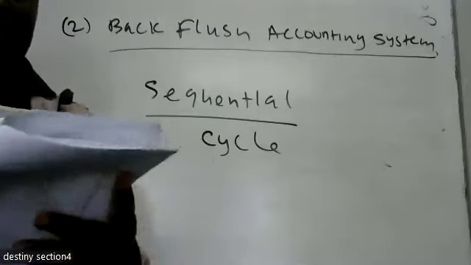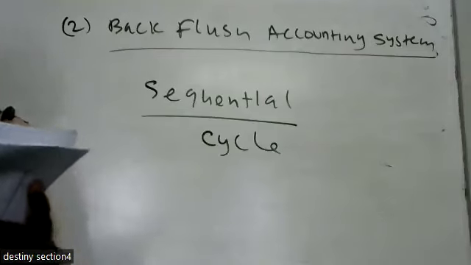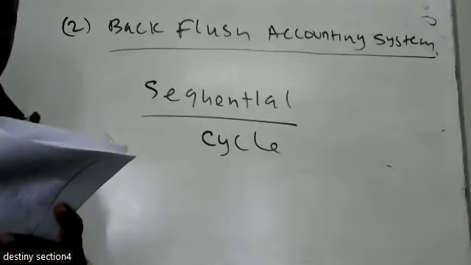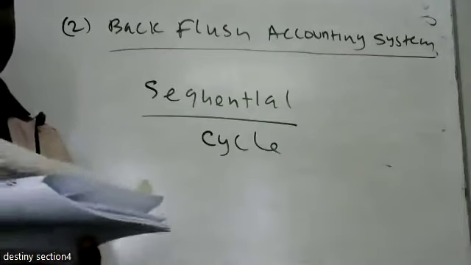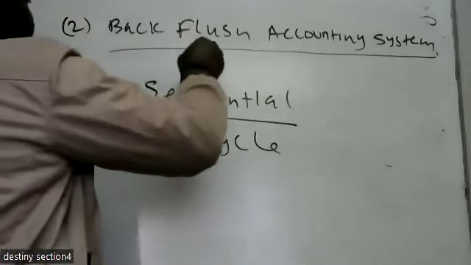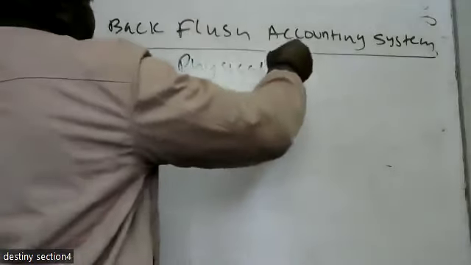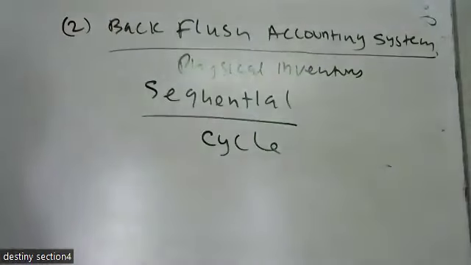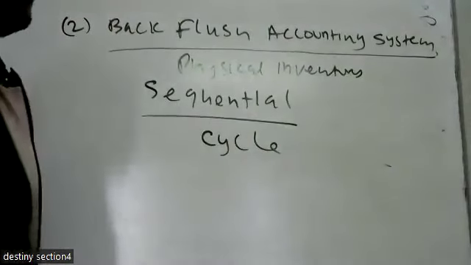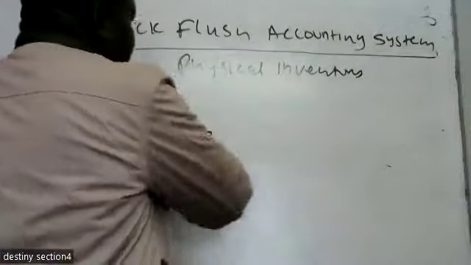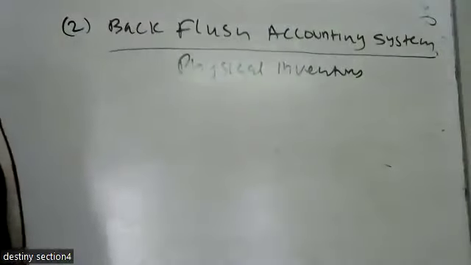So I want to know some of the stock taking activities that we have. So the first one should be the physical inventory system, or periodic inventory system.